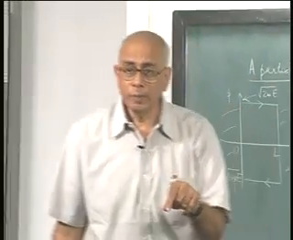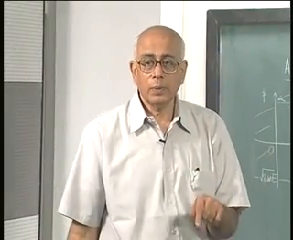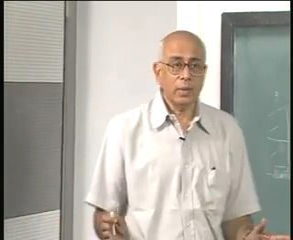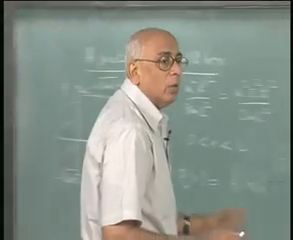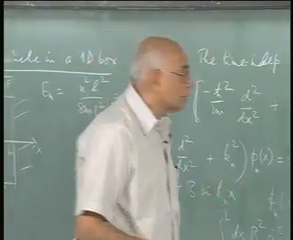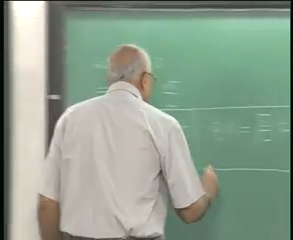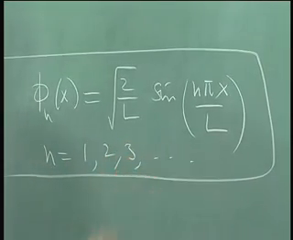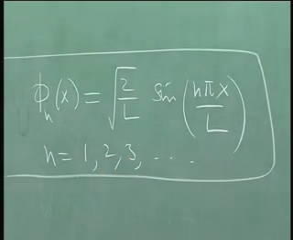Why not 0? Yeah, then the wave function would vanish everywhere, and if it vanishes everywhere, then it can't be normalized to unity. So therefore the allowed values are just n equal to 1, 2, 3, etc., all the way to infinity. What are the actual wave functions corresponding to this?